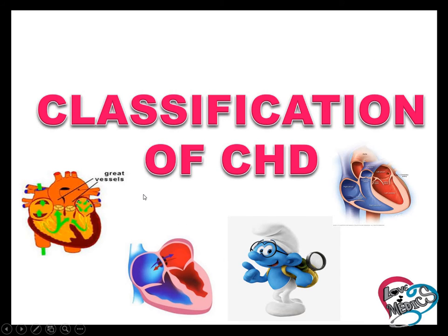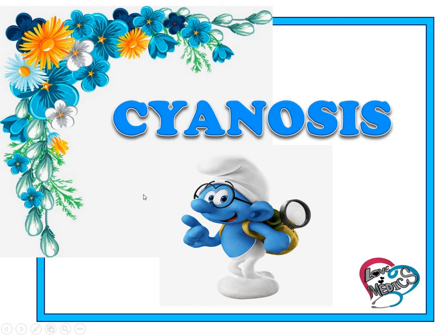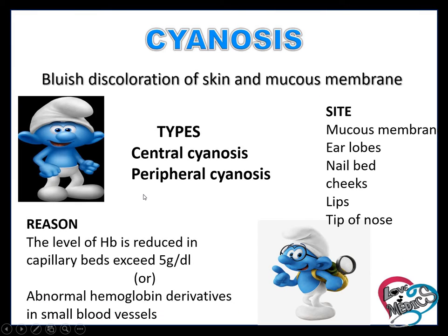Classification of congenital heart disease. Before that, we should know what cyanosis is. Cyanosis is the bluish discoloration of skin and mucous membrane. Two types of cyanosis are present: one is central cyanosis, another one is peripheral cyanosis. The reason for cyanosis is reduced hemoglobin level that exceeds 5 gram per deciliter in the capillary, or abnormal hemoglobin derivatives in blood vessels. These lead to cyanosis. The sites of cyanosis are mucous membrane, earlobe, nail beds, cheeks, lips and tip of the nose.